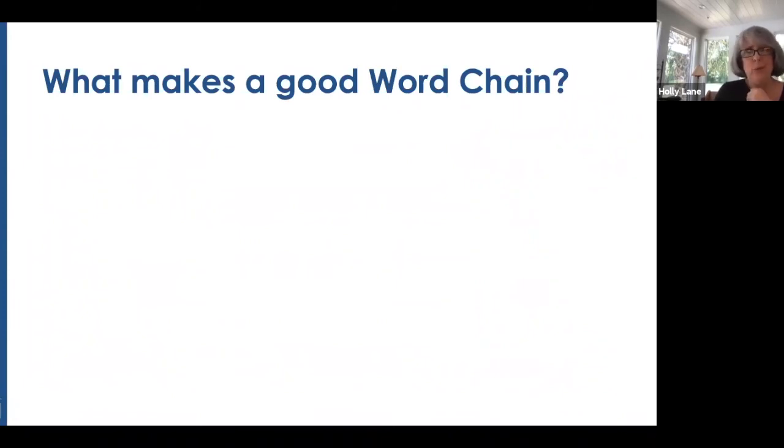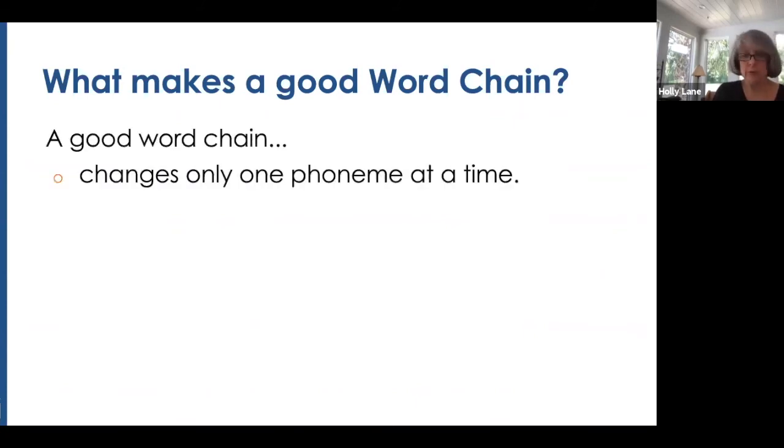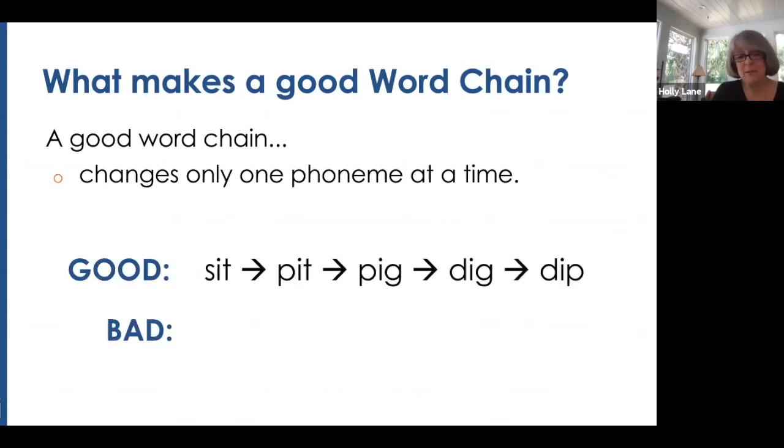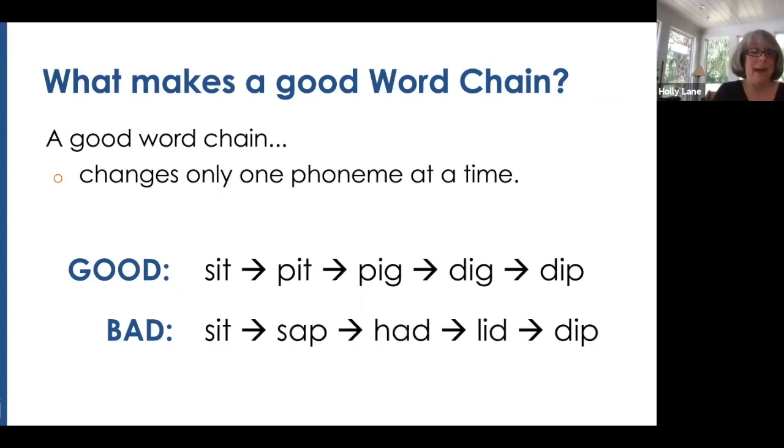So what makes a good word chain? Because I've seen some really bad ones too. So I want to make some distinctions here. A good word chain, first of all, changes only one phoneme at a time. So changing sit to pit, pit to pig, pig to dig, dig to dip. In these cases, I'm keeping the I the same and changing just the initial or final phoneme. A bad word chain would change more than one phoneme at a time, changing sit to sap, only keeping the initial sound the same. It's not a good idea.